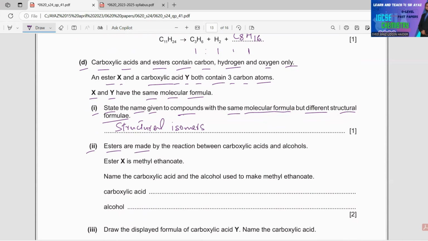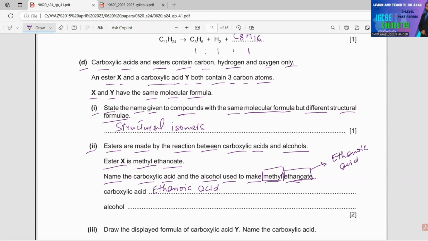Part 2. Esters are made by the reaction between carboxylic acids and alcohols. Ester X is methyl ethanoate. Name the carboxylic acid and the alcohol used to make methyl ethanoate. For the carboxylic acid, you need to look at the alkanoate ion, which is ethanoate here. So it must come from ethanoic acid. For the alcohol, it must be the one providing the alkyl group. Here we have a methyl group, so it must come from methanol. So I will write methanol for the alcohol.